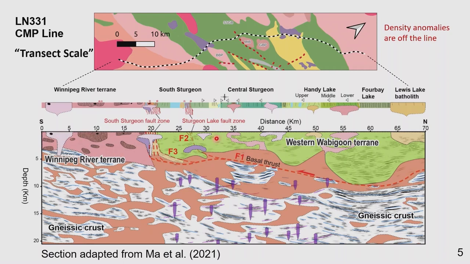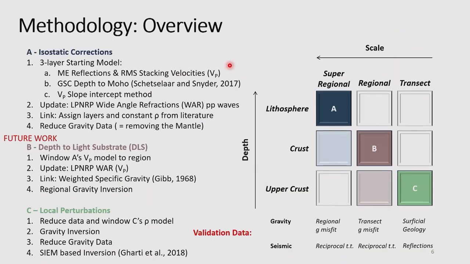So the ultimate goal is to understand what's going on in this Western Wabigoon terrane. And the problem is that the gravity data we collected and the seismic data we collected was along this line here. And you can see that there are some felsic intrusives to the south and to the north, and these are off the profile line. So they're away from where we've collected the data. So we have to somehow infer what's off the line, which is a little bit of a challenge. So that's why the regional and the super-regional data are being incorporated into it.